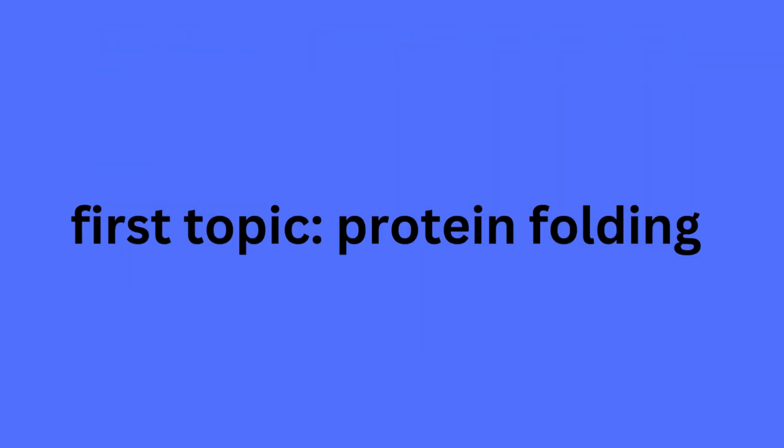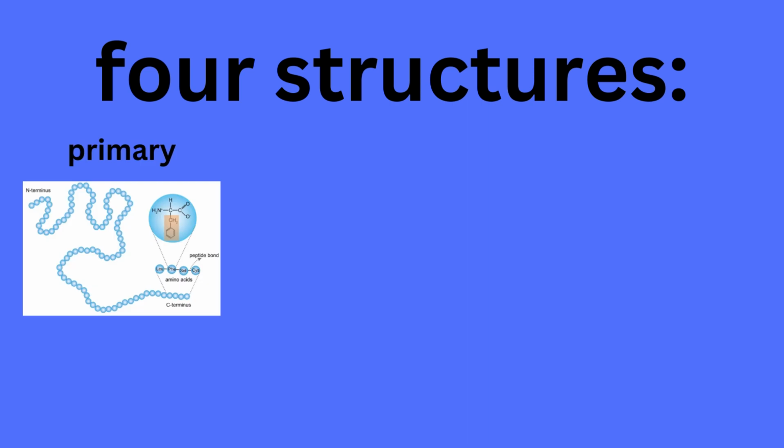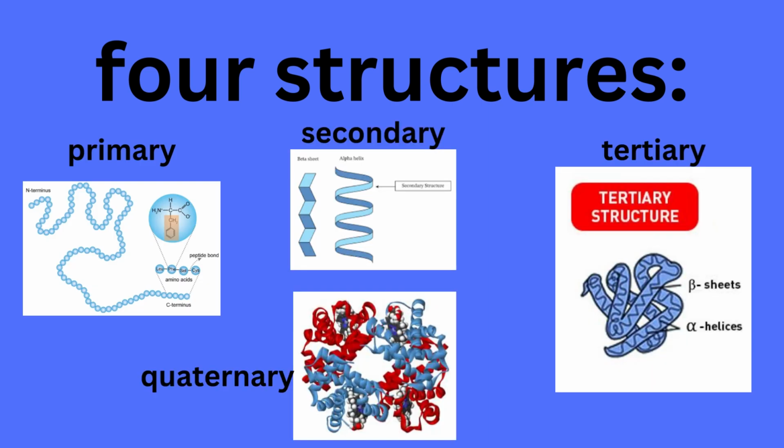We can begin with amino acids by going through the process of protein folding. Proteins have a ton of roles within our body, and they're used all the time. However, a protein doesn't just come out of nowhere, and there's a specific process which creates these complex proteins that have specific functions. This process is called protein folding. There are four structures within protein folding: primary, secondary, tertiary, and quaternary.